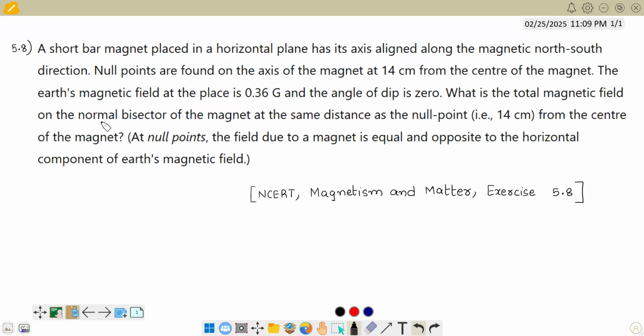What is the total magnetic field on the normal bisector of the magnet at the same distance as the null point from the center of the magnet?